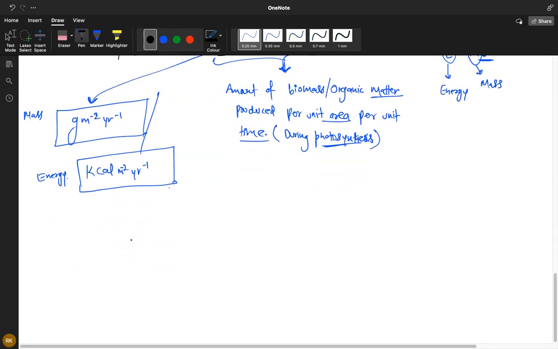One is called the gross primary production. And another is the net primary production. So these two terms, gross and net, anyone has heard of these two terms? Gross primary production and net primary production. What is a gross primary production, people? Gross weight, net weight.